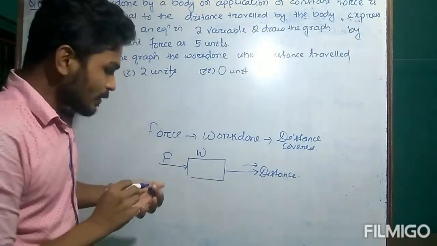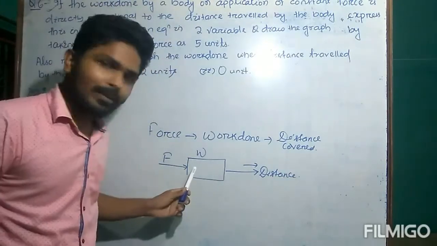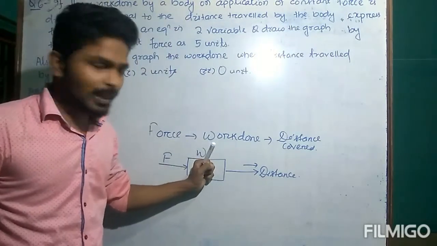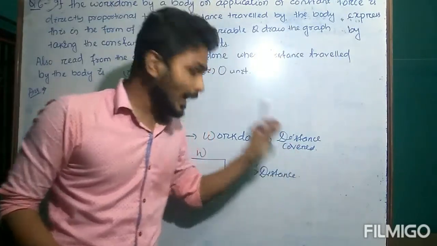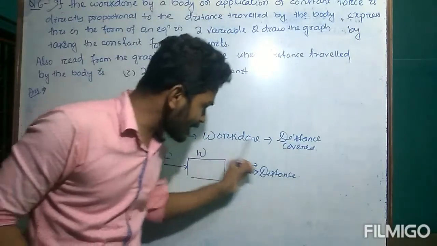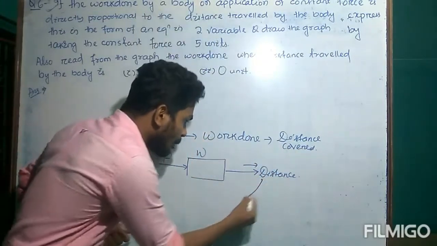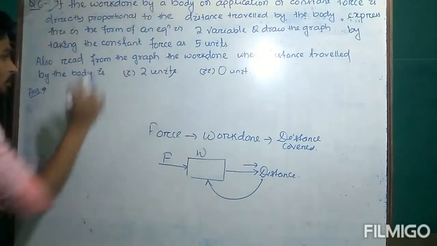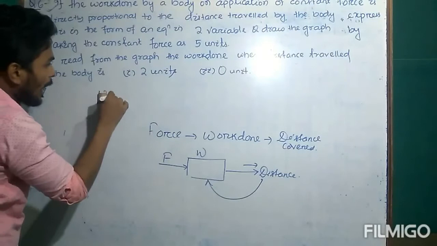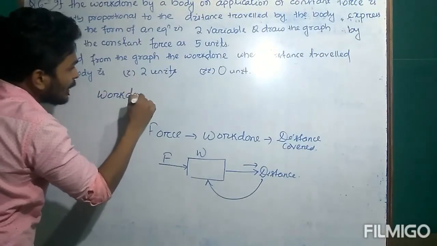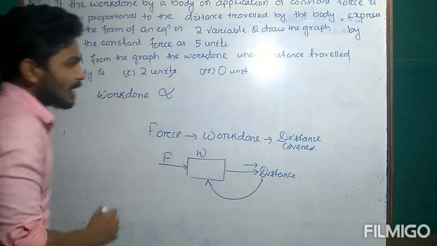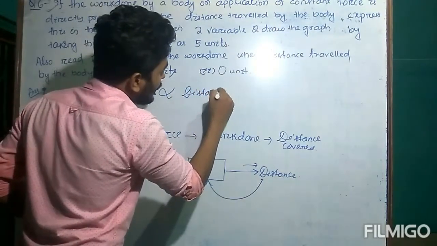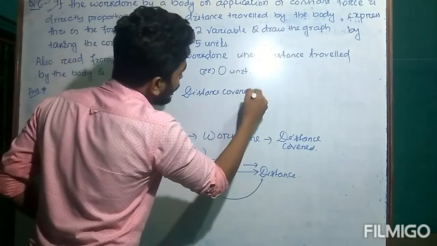Now understood? So here also it is given that whenever a constant force is applied on the body, the body will move, and that distance covered is directly proportional to the work done. So according to the question, the work done by the body is directly proportional to the distance covered by the body.